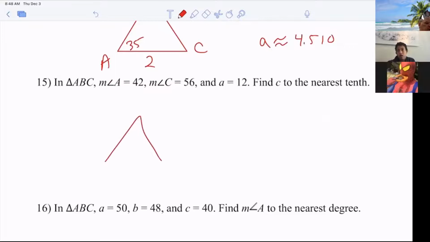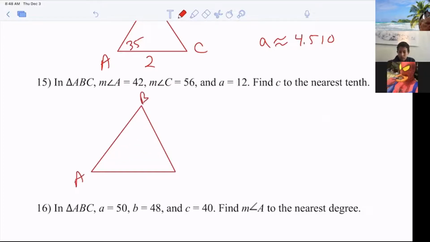Here we go. Triangle ABC again. Let's draw another one. A, B, C, angle A is 42, angle C is 56. Now don't forget, if they give you two angles, do we know the third? Yeah, so that's 98, right? I probably don't even need that, but I always like to remind myself, they give me two angles, I can throw in the third one.